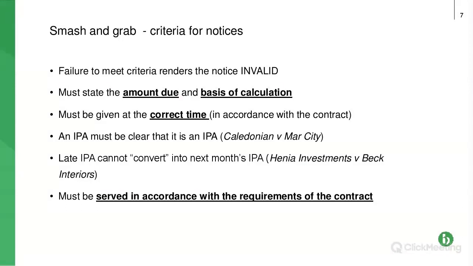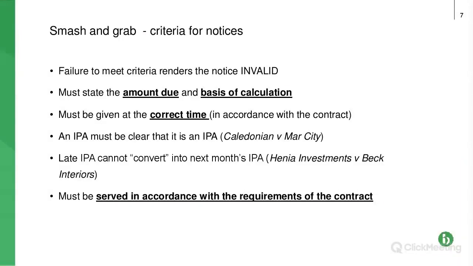We've got a couple of cases here. So an interim payment application, an IPA, must be clear that it is an IPA. That's the case of Caledonian and Mar City. In this case, and I think we saw quite a lot of this when the new legislation came in, I suspect it was possibly lawyers looking at various pieces of paper, documents, emails that had been issued, and trying to find things and say retrospectively, this is an IPA.